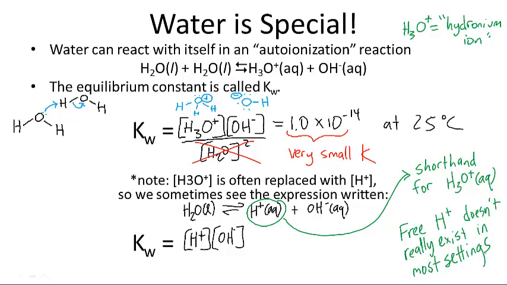So whenever I say H plus, it's only because I'm lazy. It's only because I want to save myself from having to write the 3 and the O. That's it. Because we're going to write a lot of chemical equations involving H3O plus. And when you write them over and over and over, you end up saving quite a bit of time by shortening it to H plus.